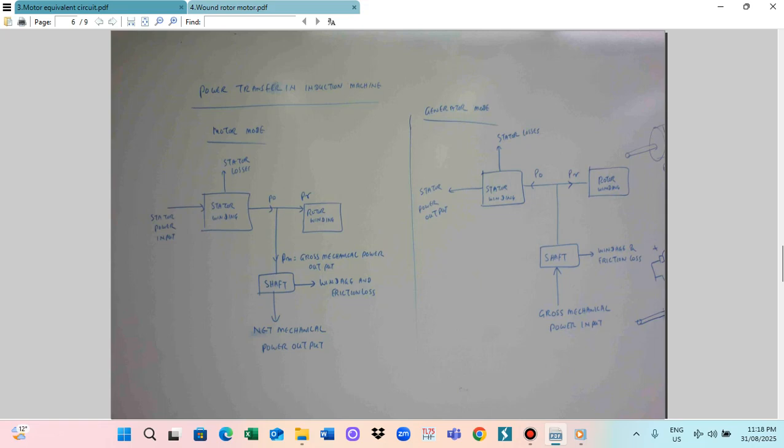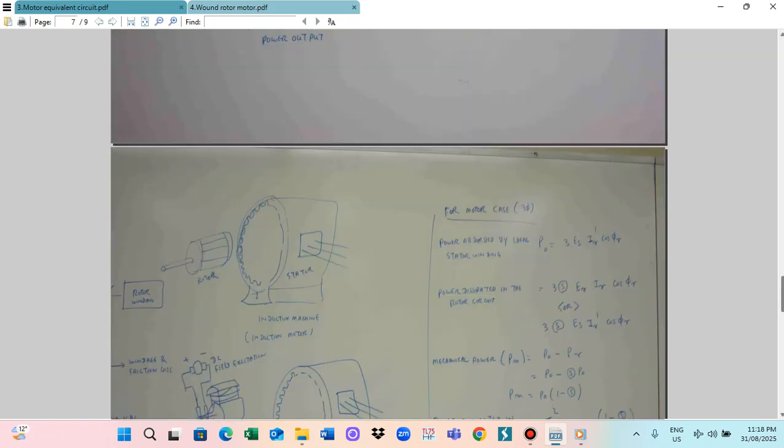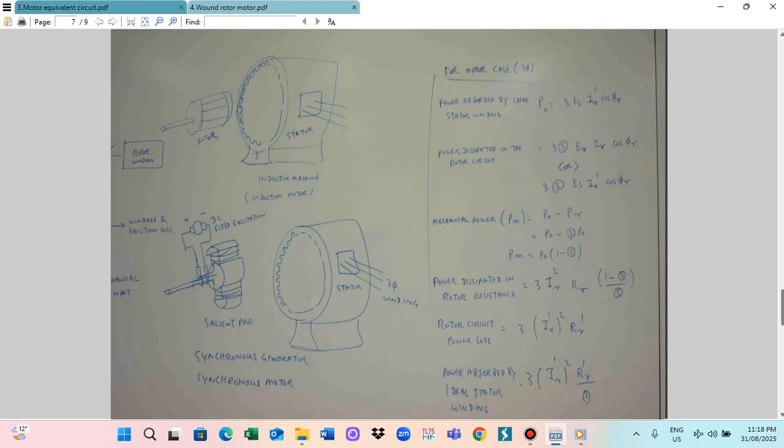And another one is the synchronous machine. Synchronous machines have a stator similar to this stator. So this is the stator winding, and we connect it like this. So this is the stator winding. Okay, so this is the stator, and the rotor will be like this.